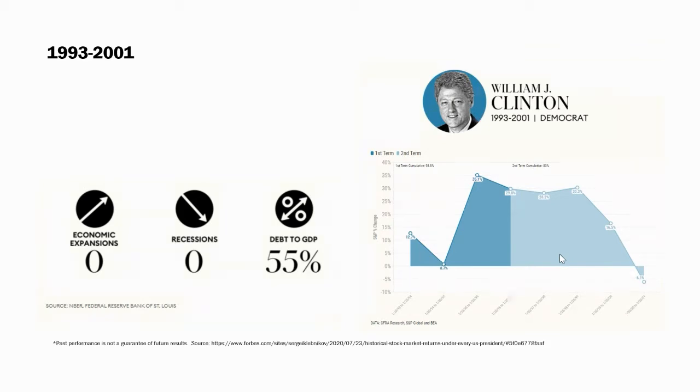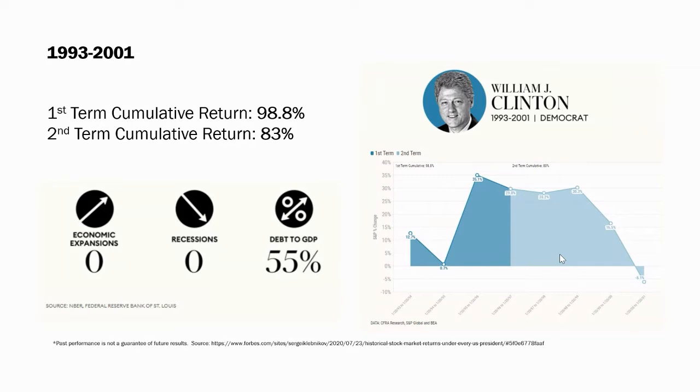And economic expansions during the Clinton presidency were zero, recession zero, debt to GDP 55%. The other thing to take into consideration during the Clinton administration, the highly publicized scandal, big party change, a lot going on there. So, interestingly enough, when we look at what did the market do during the Clinton administration, first term, 98.8%. So really good. Second term, 83%. So also pretty strong. There were no economic expansions to speak of and no recessions, but the market did return quite a bit.